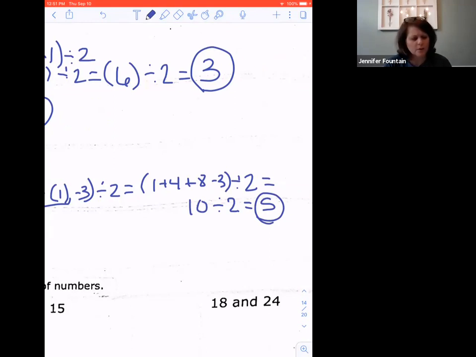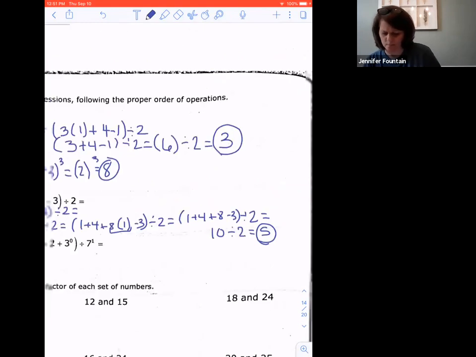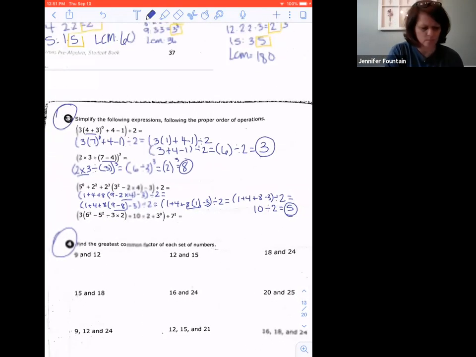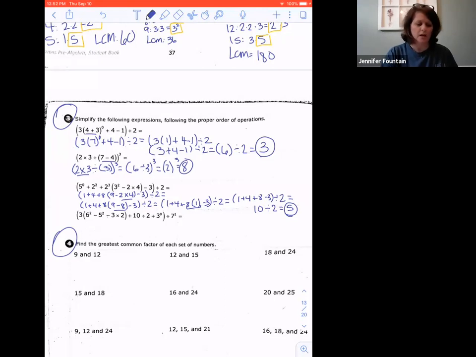Did I mess that one up somewhere? Oh, I guess it would help if I was looking at the right page. I was looking at different answers and I was going, something's wrong with that. That doesn't work. Yeah, so the answer on that one is 5. Any questions on that?